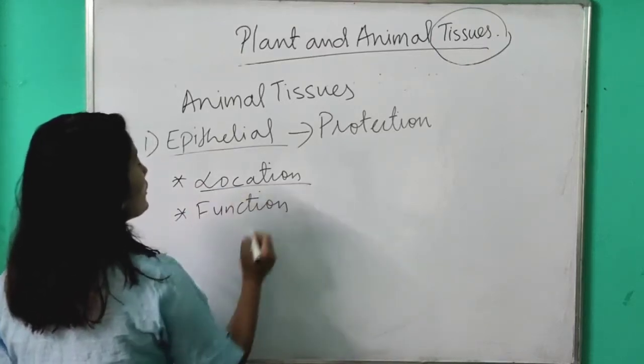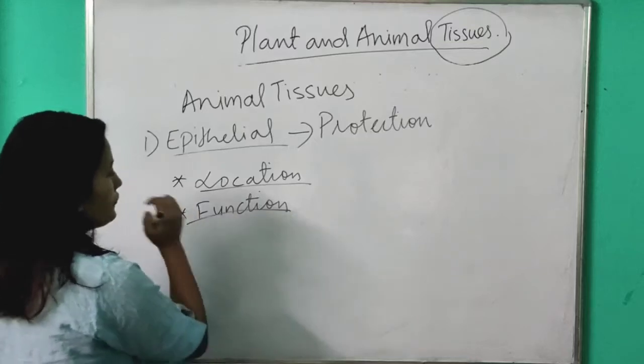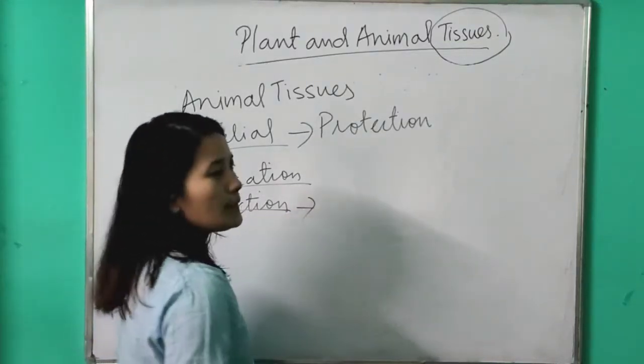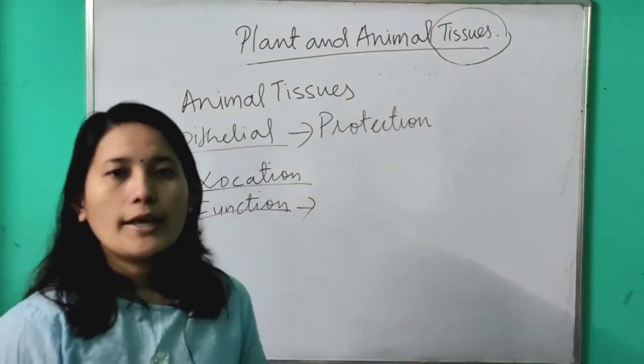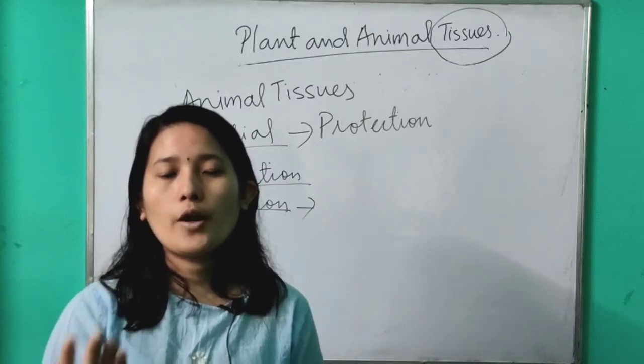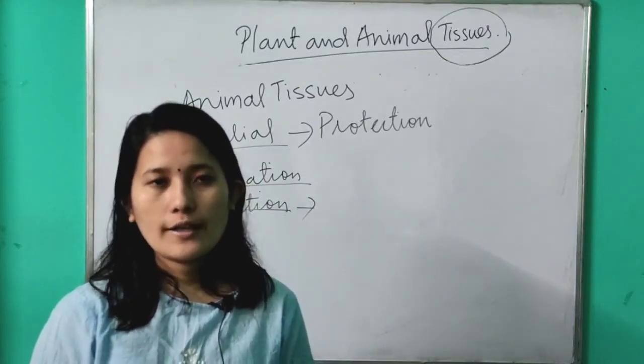So we understood the location of epithelial tissue. Now coming to the function. So what is its function? It protects the underlying parts from drying up. It also, like our skin, prevents the entry of harmful germs, right?